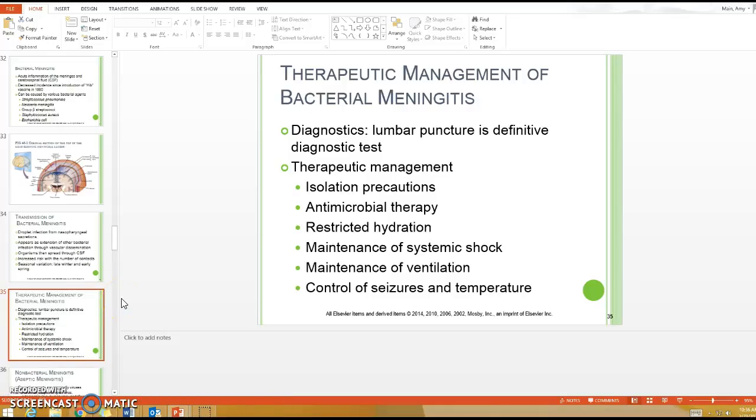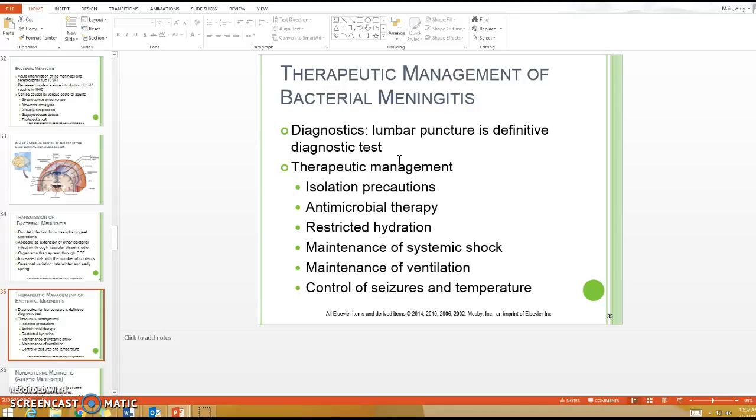So how are we going to manage it? First, it's going to be diagnosed, and the definitive diagnosis is a lumbar puncture. Cerebrospinal fluid should be clear. If it is not clear, if it is cloudy, it's a pretty safe bet that there is a meningitis and that it is most likely bacterial.